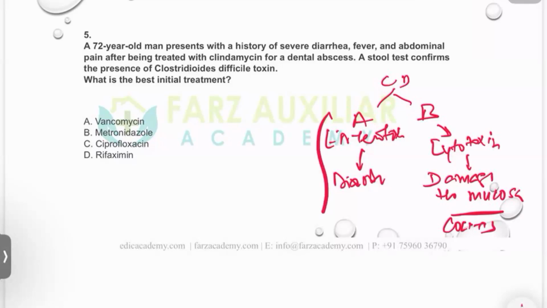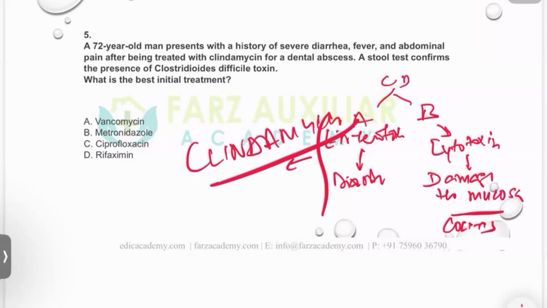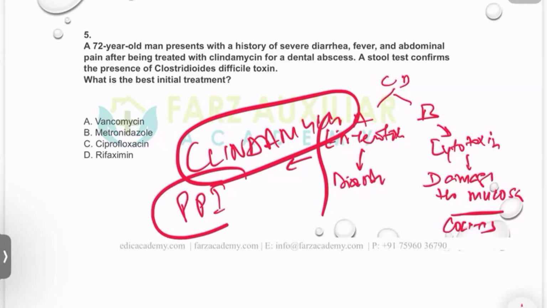Usually the antibiotic which causes this is clindamycin. Clindamycin is the most notorious drug. Otherwise, all antibiotics can do the job. Otherwise, regular use of proton pump inhibitors also increases the incidence of C. difficile infection. Watery diarrhea, pseudomembranous colitis.